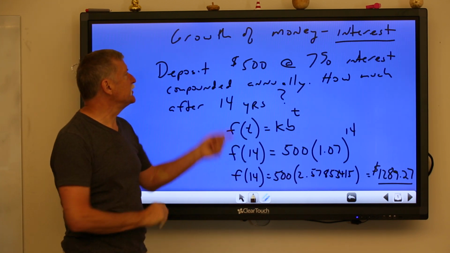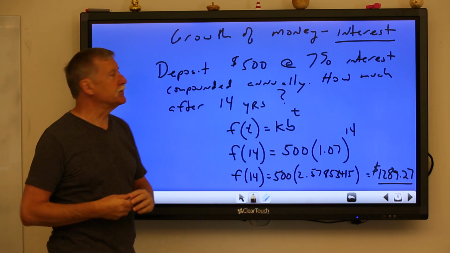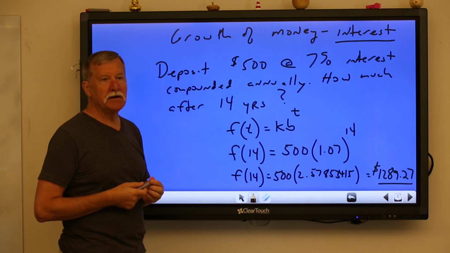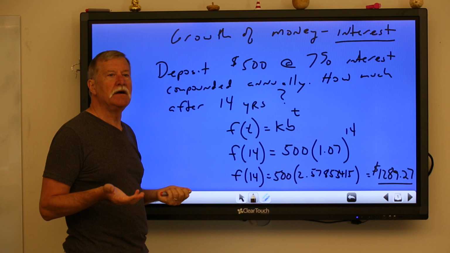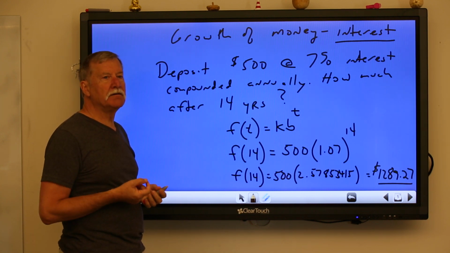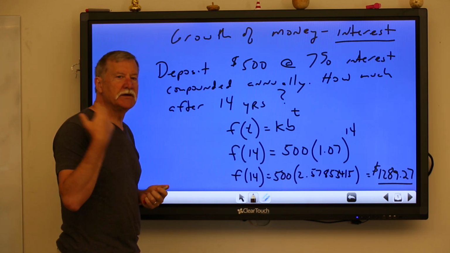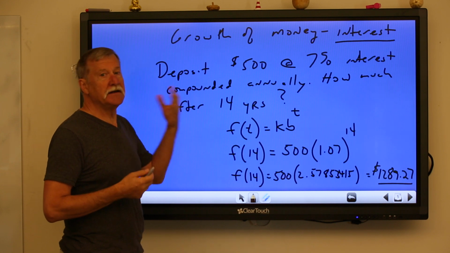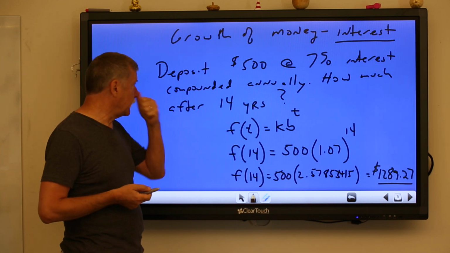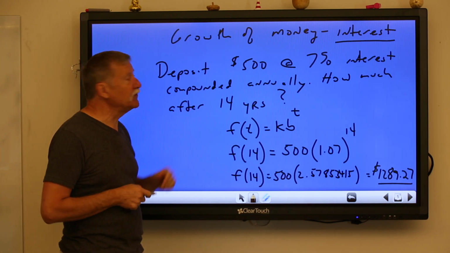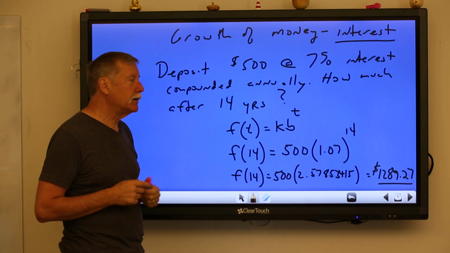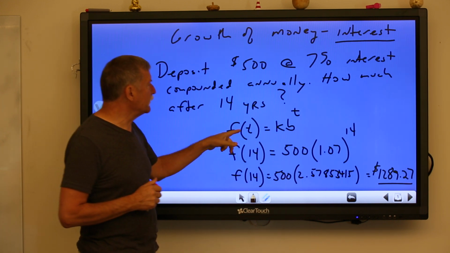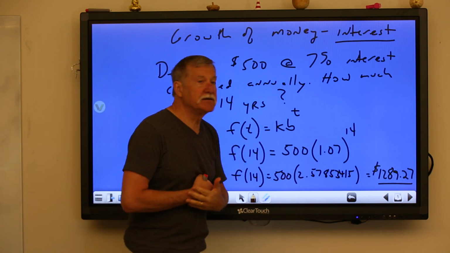Because this is what happens. You deposit 500 bucks at 7% interest, compounded annually. In other words, you get that 7% after 1 year, and then after 2 years, you get interest on the interest, and so forth. And so how much after 14 years? All right. So we use the formula f of t equals kb to the t power.